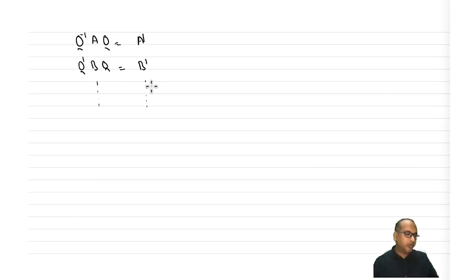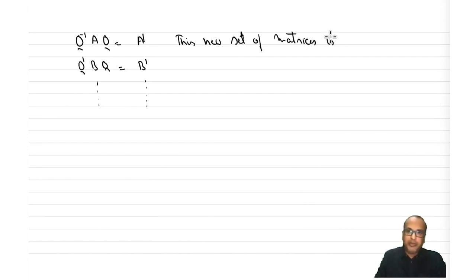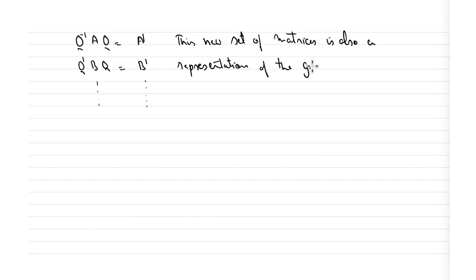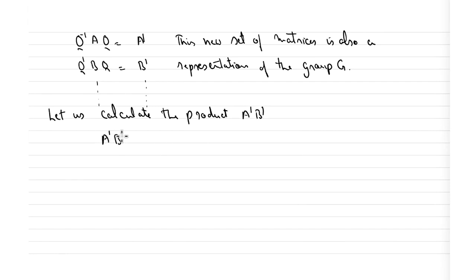Okay. So now what we are trying to see is that this new set of matrices is also a representation of the group. So how do we show that? Let us calculate the product A prime B prime. So we will see Q inverse AQ, Q inverse BQ, and we can write this as Q inverse AQ, Q inverse BQ.